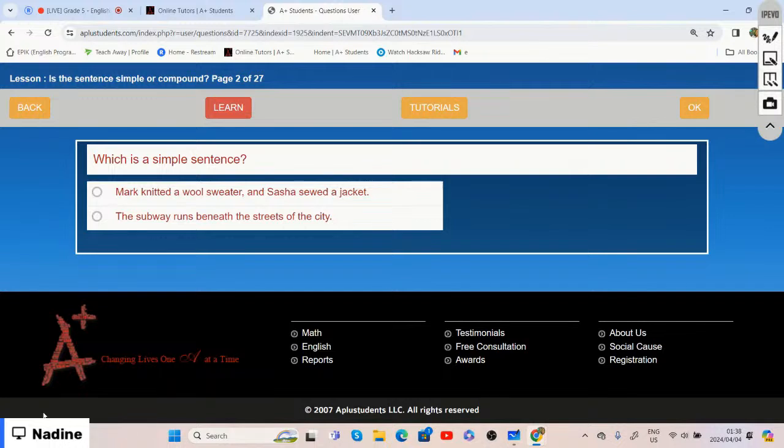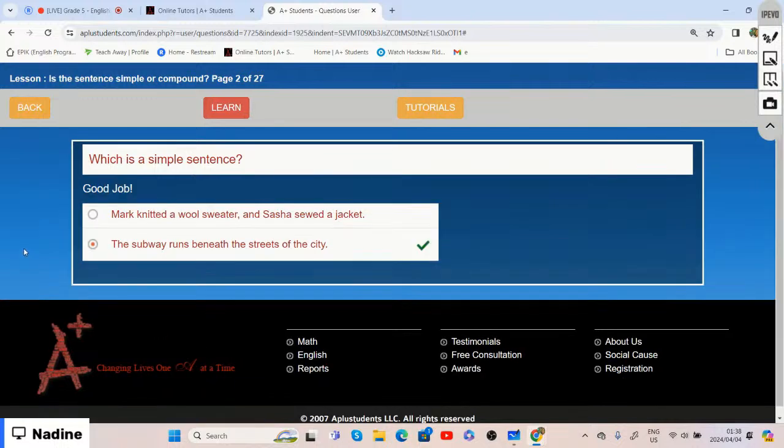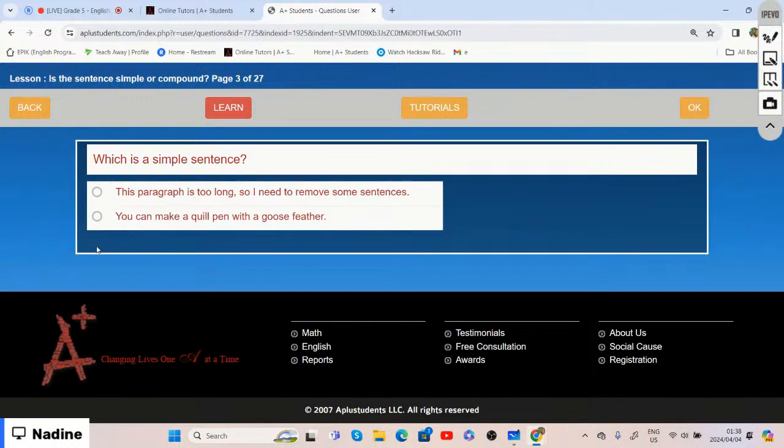All right, and if we choose the correct sentence that shows which one is a simple sentence, then we'll choose the second one. So well done, everybody. The second one is correct.